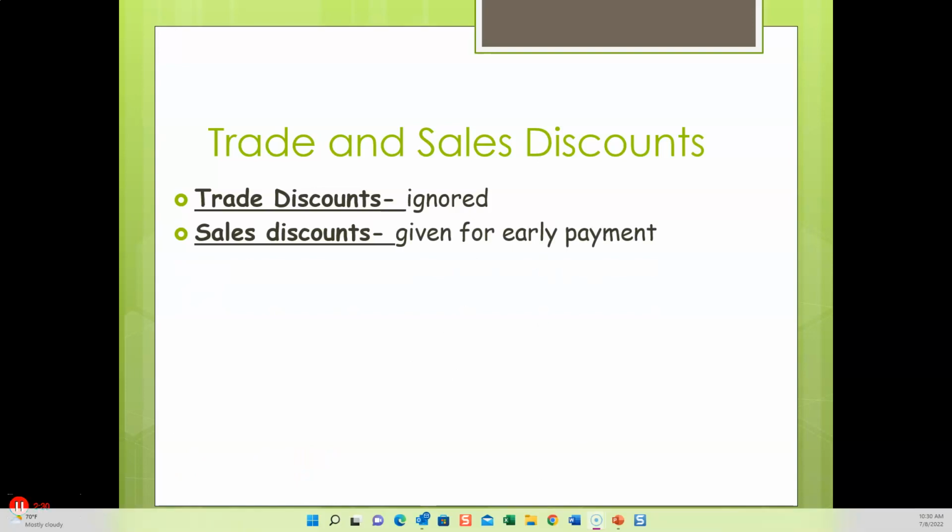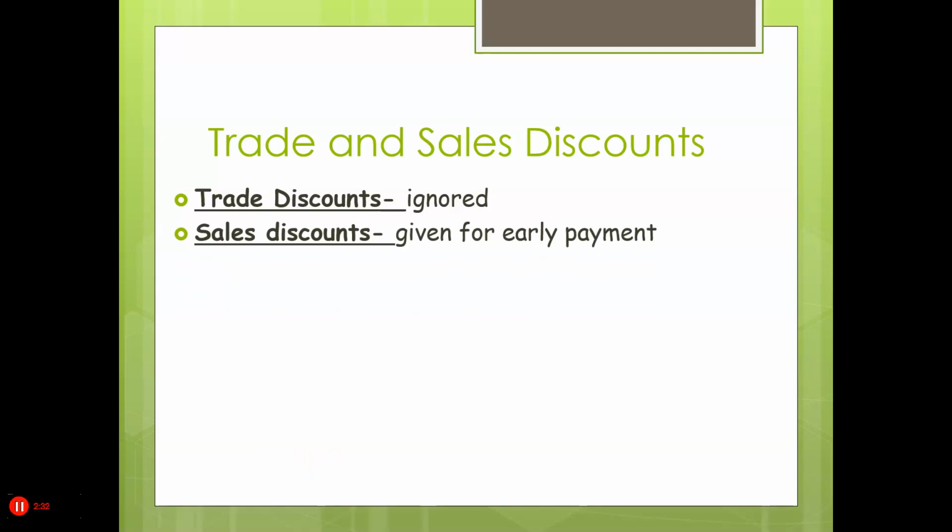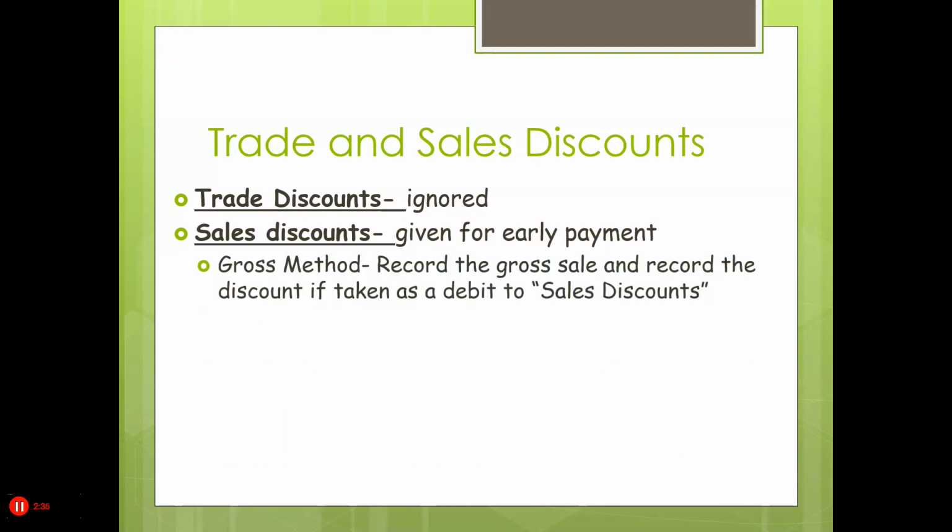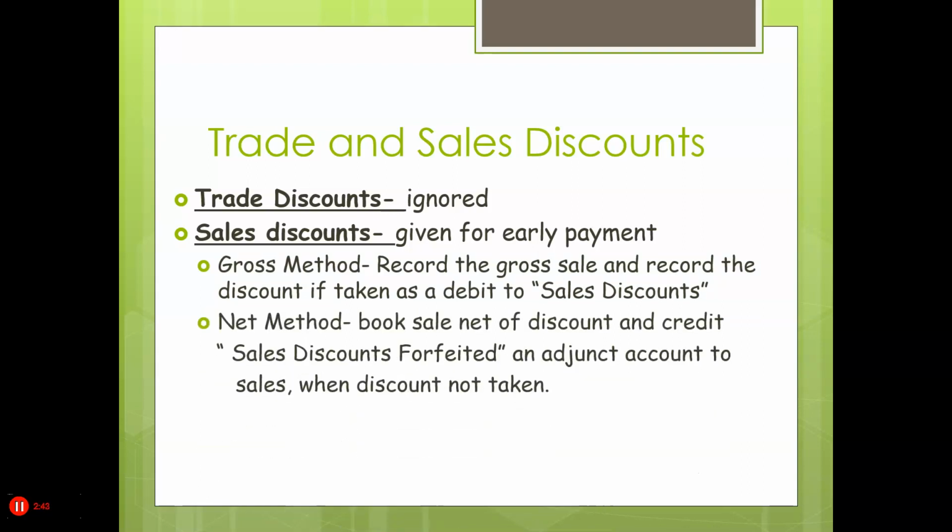Now, a sales discount is given for early payment. We have the gross method, where you record the sales and record the discount, if taken, as a debit to sales discounts. And then we have the net method. We book sales net of the discount and credit sales discount forfeited, an adjunct account to sales, when the discount is not taken.